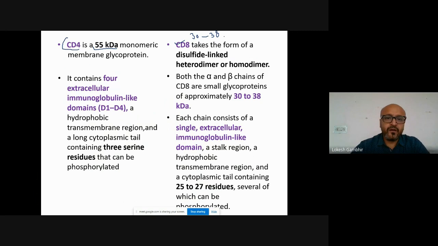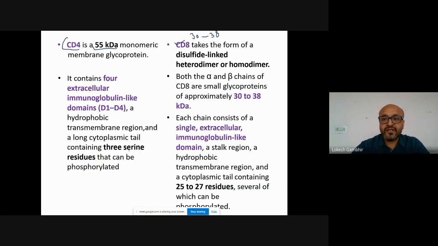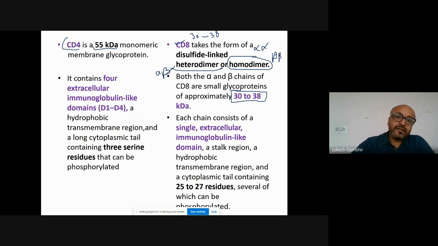You can see clearly in the picture that it is made up of two different chains, which is why I'm calling it a dimer. It can be a homodimer of alpha alpha or beta beta, and it can also be a heterodimer of alpha beta. In both cases, the two chains fall in the 30 to 38 kilodalton range. Whereas CD4 contains a single chain, a membrane glycoprotein in the form of a monomer with 55 kilodalton protein.